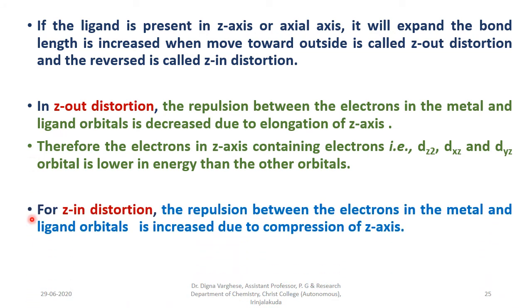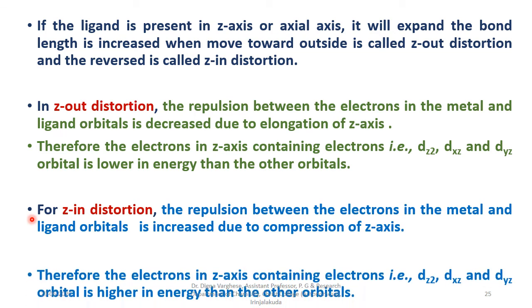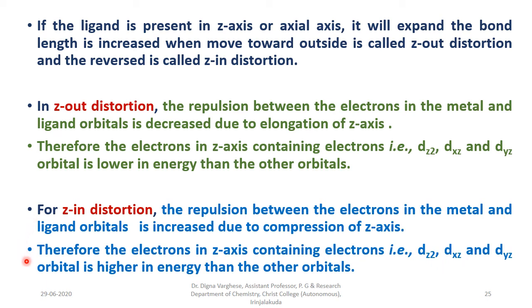For Z in distortion, the repulsion between the electrons in the metal and ligand orbitals is increased due to compression of the Z axis. Therefore, the Z axis containing orbitals, that is dz square, dxz and dyz, are higher in energy than the other orbitals.